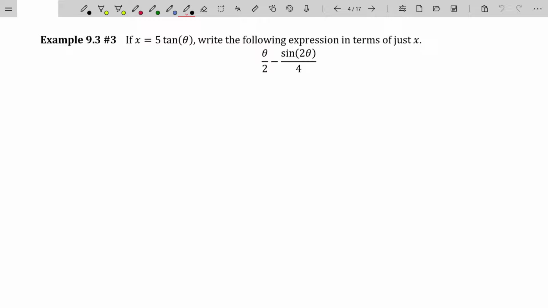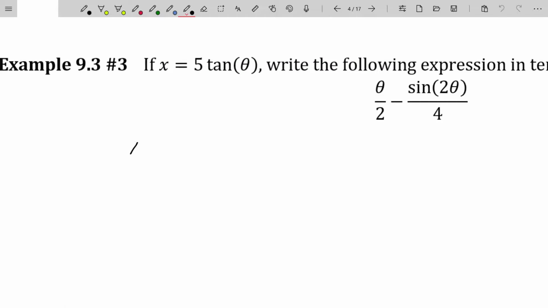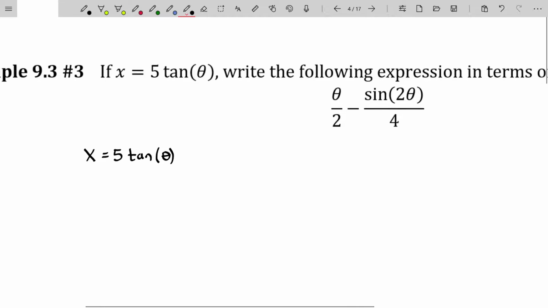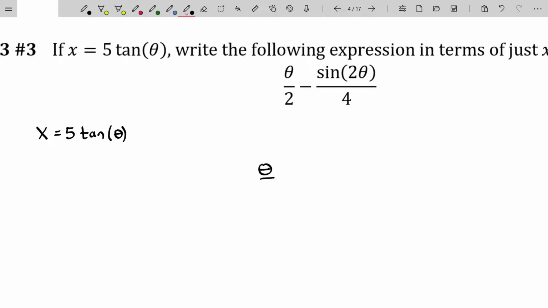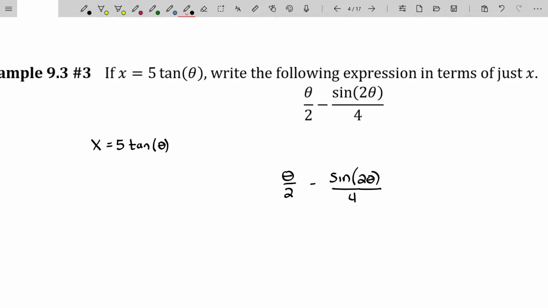The final example in this video is just going to be kind of a computational one here. If x is equal to 5 times the tangent of theta, write the following expression in terms of just x. So again, we're told that x is 5 times the tangent of theta, and we want to rewrite theta over 2 minus the sine of twice theta over 4. We want to write that in terms of only x. Now this is a calculus style problem. You face these problems in calculus quite often, in fact. And so you need to be able to work with these.